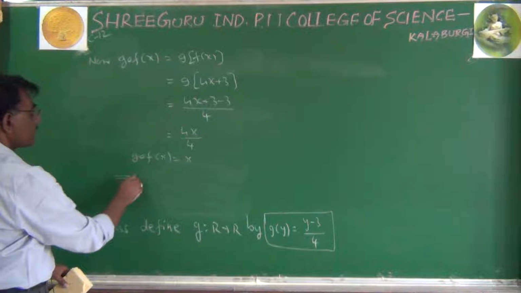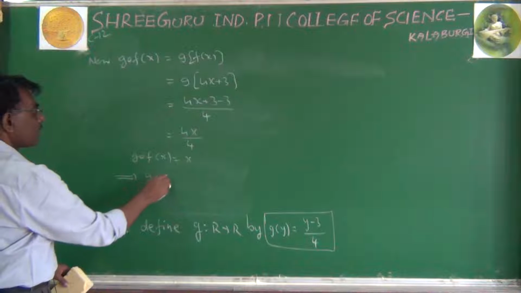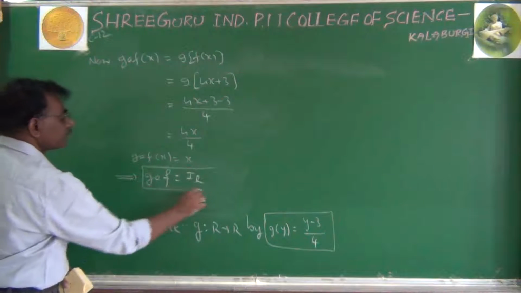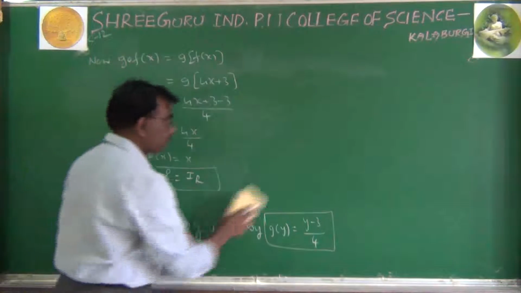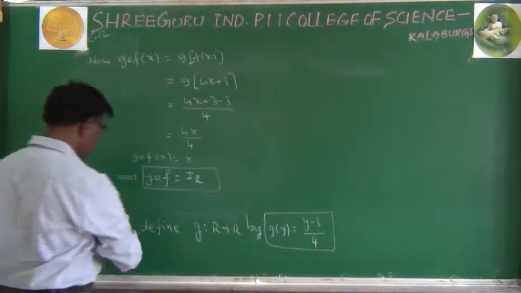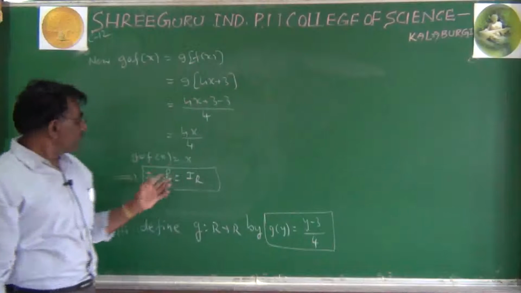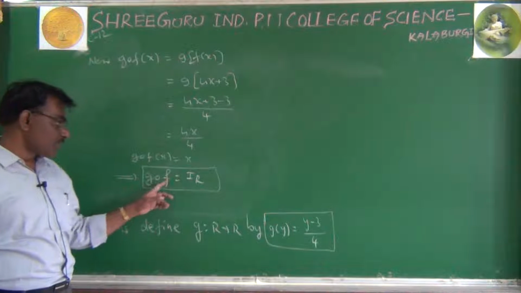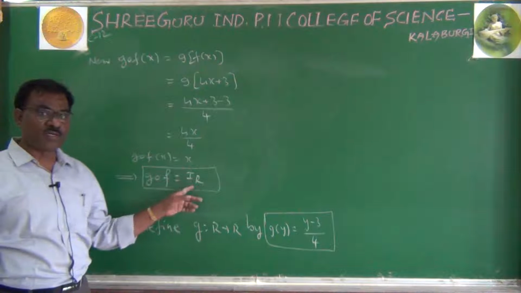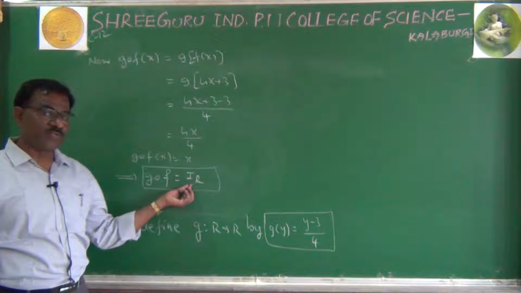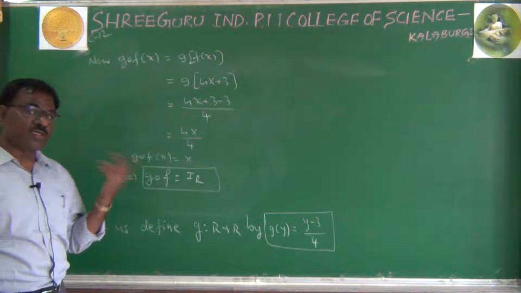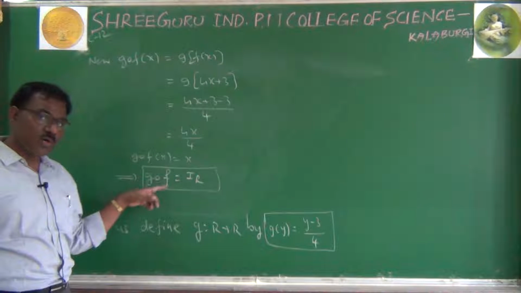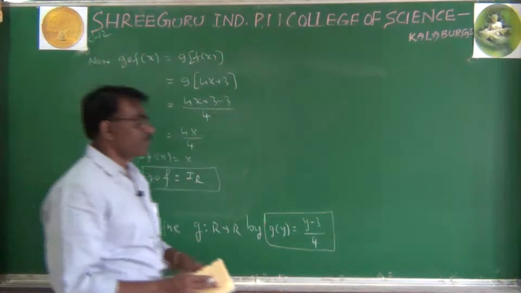It implies g composition f equals I suffix R. So g composition f of x is x; g composition f equals I suffix R. This is called the identity function. So what is g? g is the inverse of f. Actually it is f inverse only. f inverse composition f equals I.